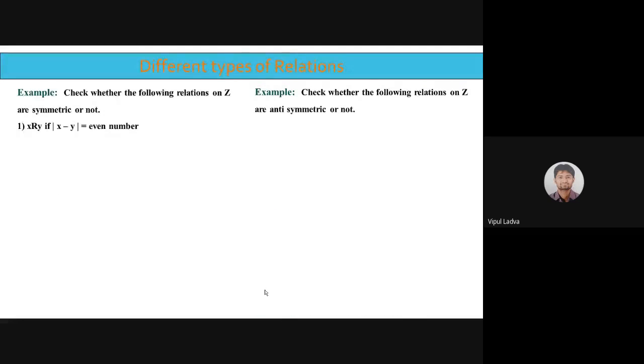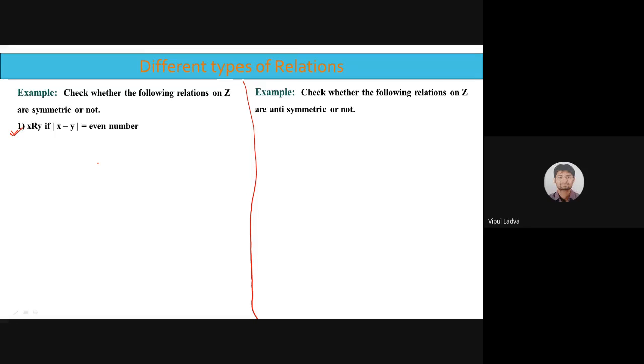In one part, I'm going to discuss the symmetric relation. In the other part, I'm going to discuss the antisymmetric relation. Let me divide the screen in two parts. First, you need to check whether this particular relation is symmetric or not. The example: the absolute value of x minus y is an even number, then we can say that x and y are in relation. What do you think? Is such a relation going to act as a symmetric relation or not, on the set Z, where Z is the set of all integers?